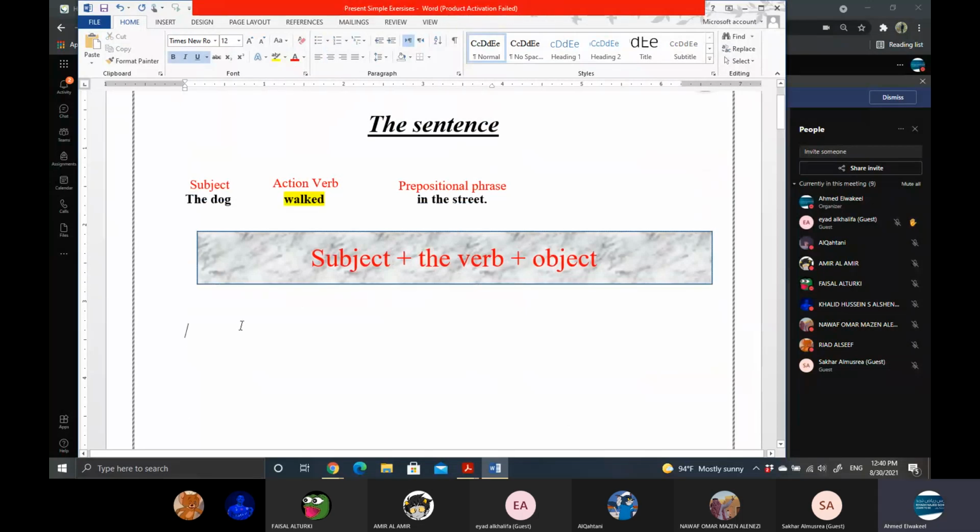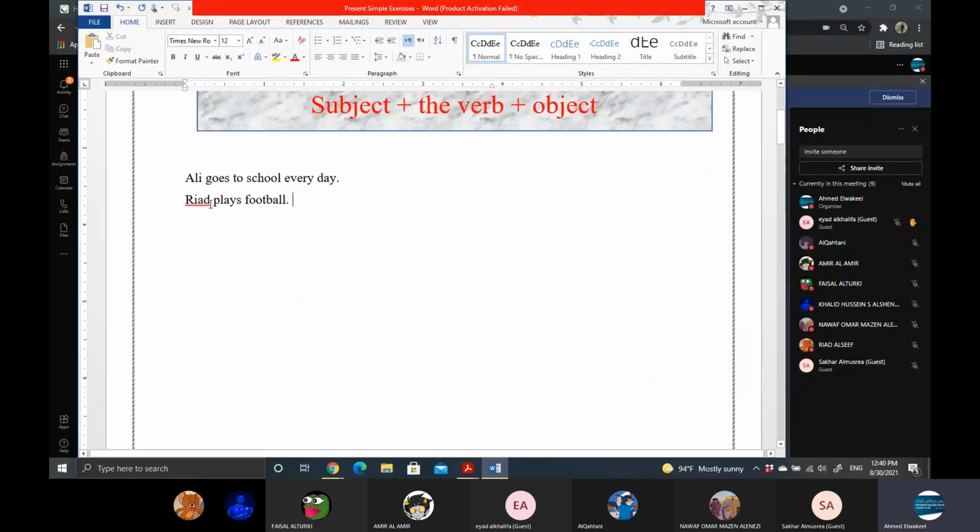For example, Ali goes to school every day. Perhaps he's in grade 7 or something. Ali goes to school every day. Or Riyadh plays football. This is going to be our remedial today. It's about present simple. So, Riyadh plays football.